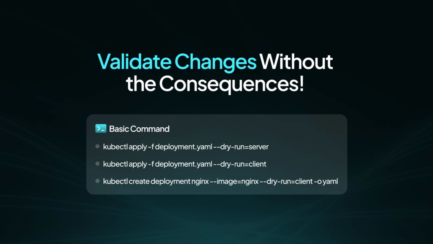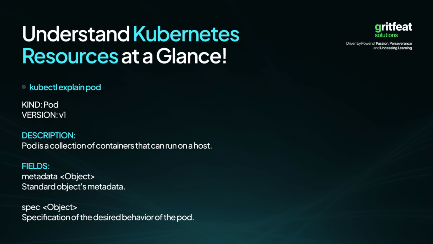By incorporating dry run into your workflow, you can confidently validate your Kubernetes manifests and commands, significantly reducing the risk of unintended changes or errors in your live cluster. As you work with Kubernetes, you will often need to understand the structure and available fields for various Kubernetes resources. This is where the kubectl explain command becomes incredibly useful, allowing you to understand Kubernetes resources at a glance.